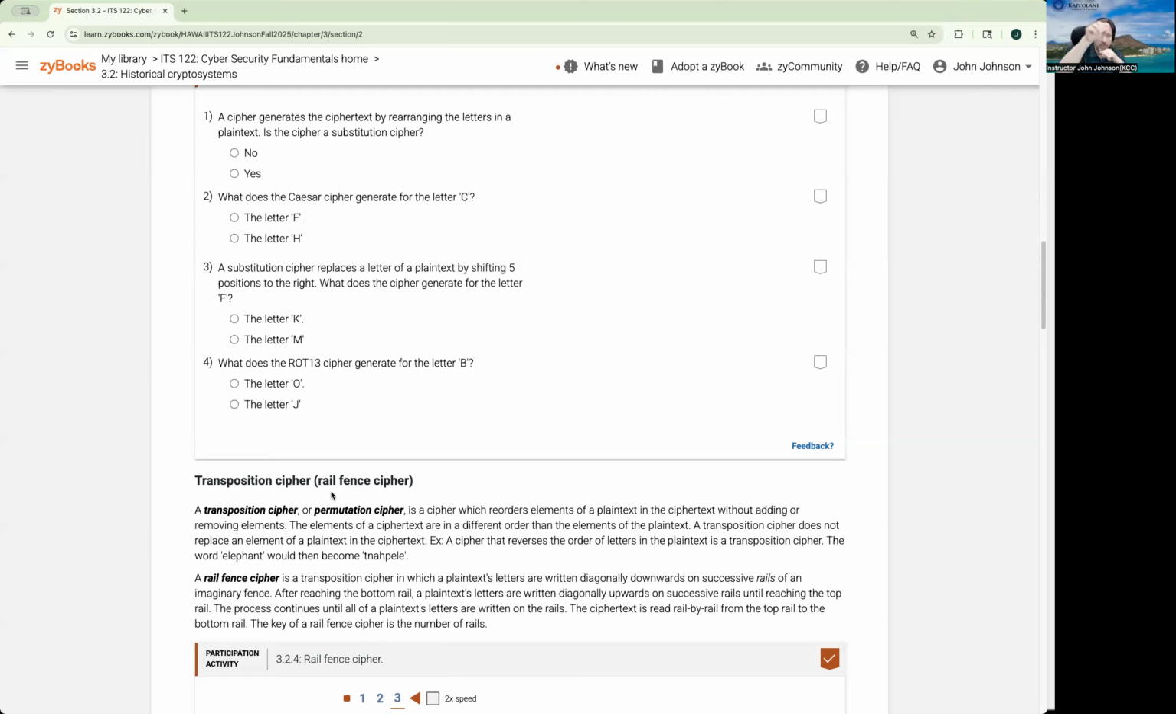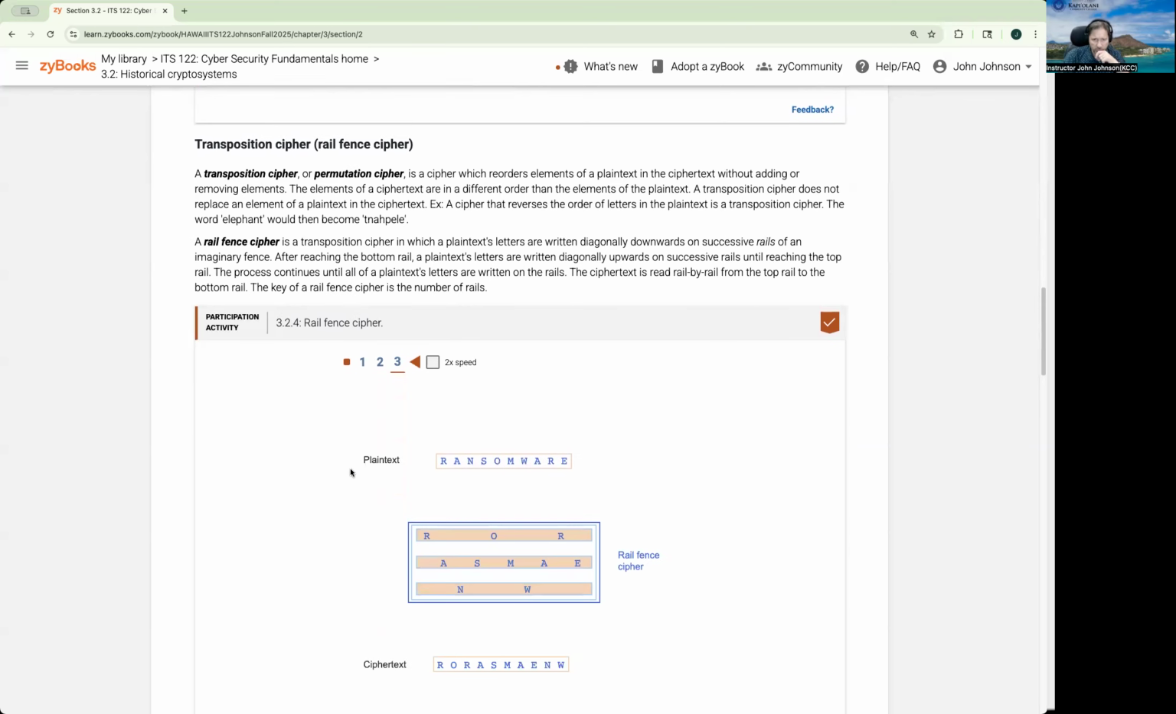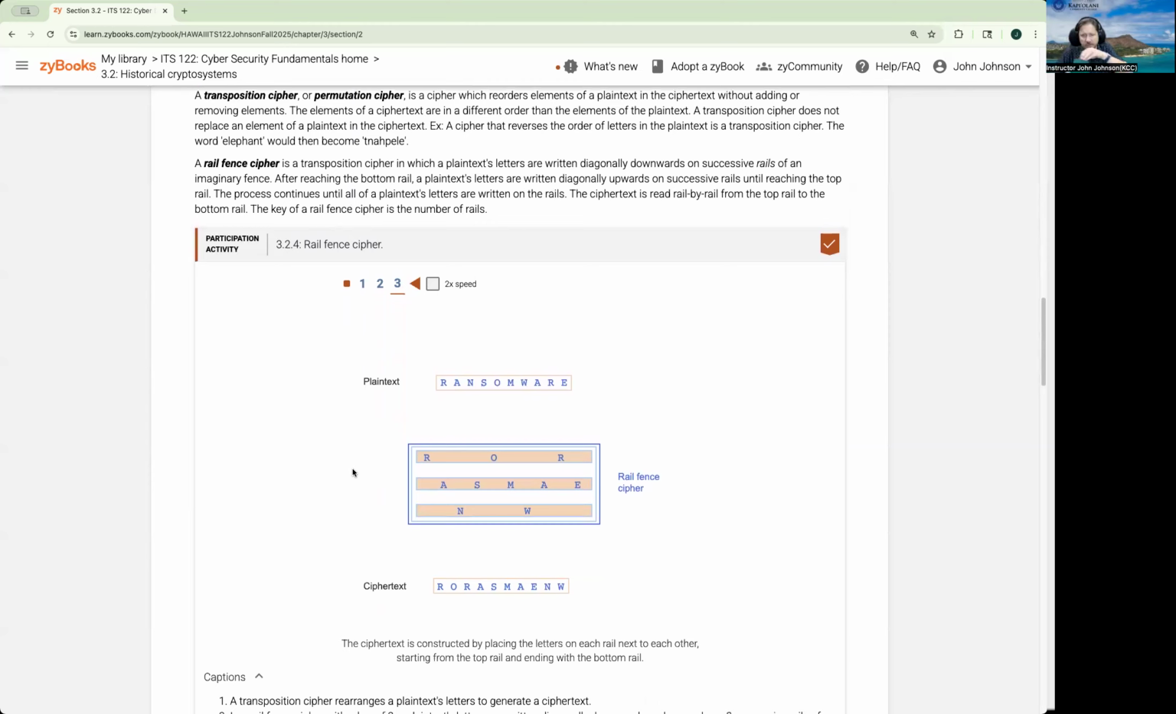And the key of the rail fence cipher is going to be the number of rails that you have. So if you have three, you're going to have one, two, three. You're going to go boom, boom, boom like that, and then back up, and then down again. When you're actually reading the ciphertext, though, you're going to be going across horizontally there. So they have an example of it right here. I'll get into that in just a second.